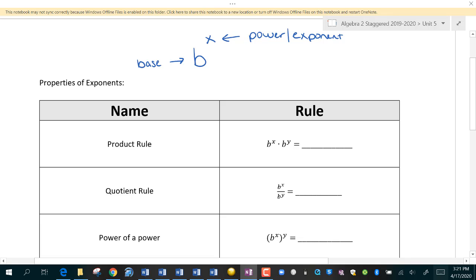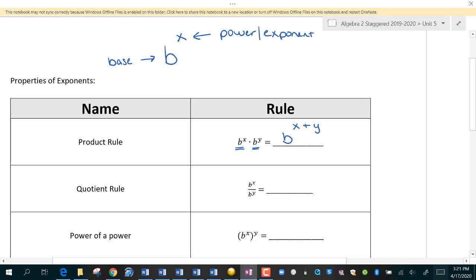So if I have what's called the product rule, so I'm multiplying b to the power of x times b to the power of y. Because my bases are the same, this allows me to add the exponents. So I would have b to the power of x plus y. Because I want you to think about it, so let's say we had 2 squared times 2. Well, 2 squared is 4 times 2 again is 8. This is also 2 to the power of 3, because I have an imaginary 1 right here. 2 plus 1 is 3, which again gives us 8.